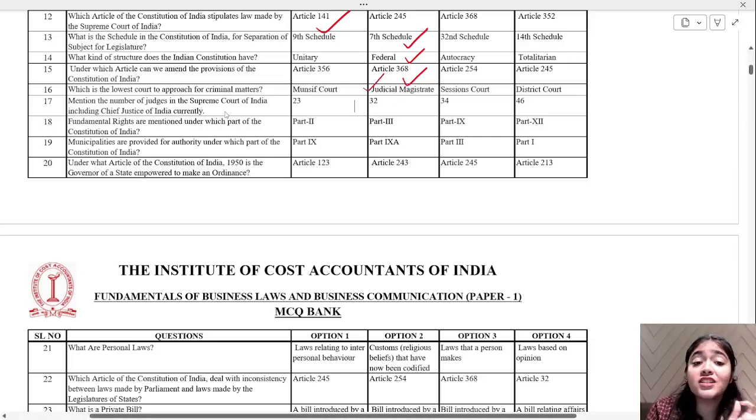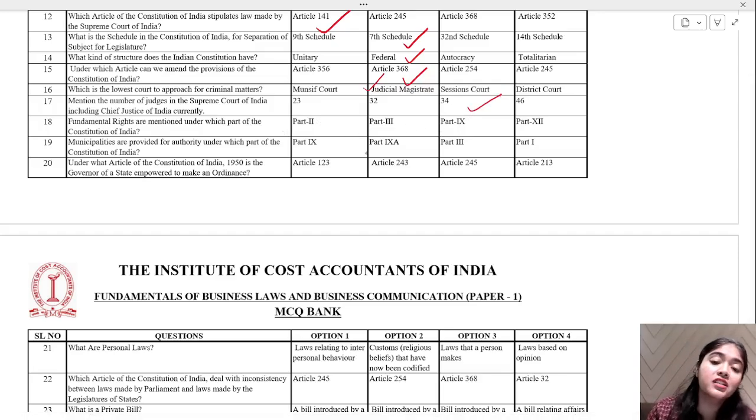Mention the number of judges in the Supreme Court of India, including the Chief Justice of India, currently. That is a very important question they can ask you. That is 34 judges. Fundamental rights are mentioned under which part of the Constitution? Part number 3.